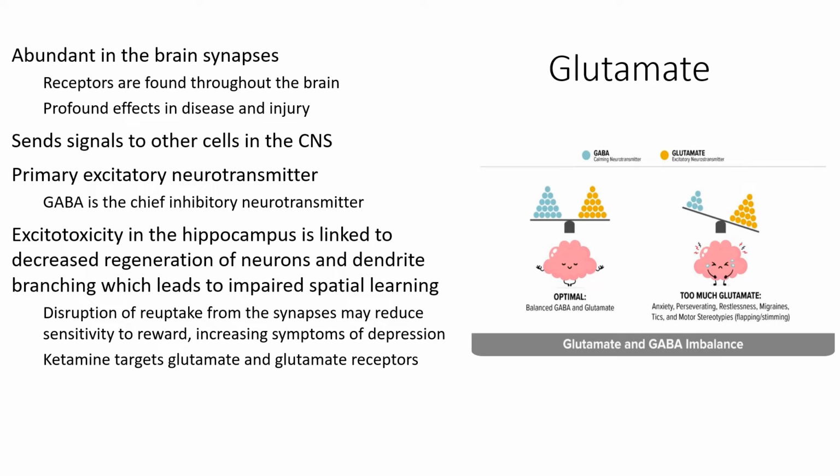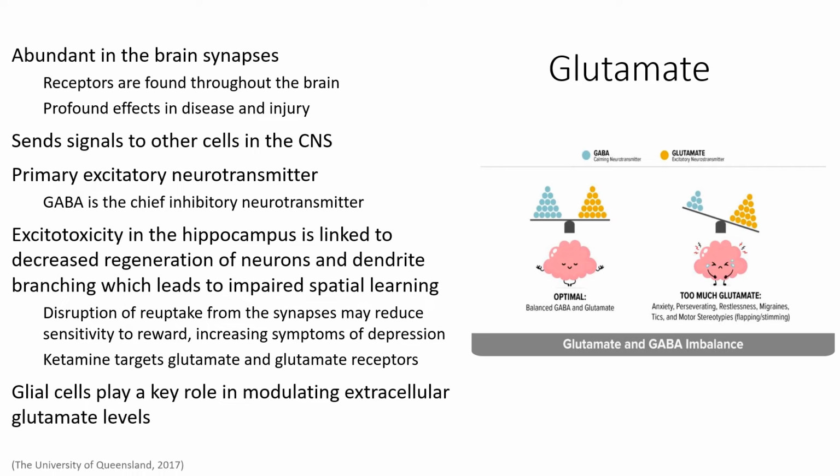Ketamine targets glutamate and glutamate receptors. Now, ketamine, if you're not familiar with this, is a drug that is being used in the treatment of things like PTSD and depression. It has short-acting hallucinogenic effects and has been shown to be helpful with what was previously classified as untreatable mental health issues, again, with things like PTSD and depression. Now, the glial cells, primarily the microglia, play a key role in modulating extracellular glutamate levels. Remember, I said the microglia are the ones that kind of play cleanup.